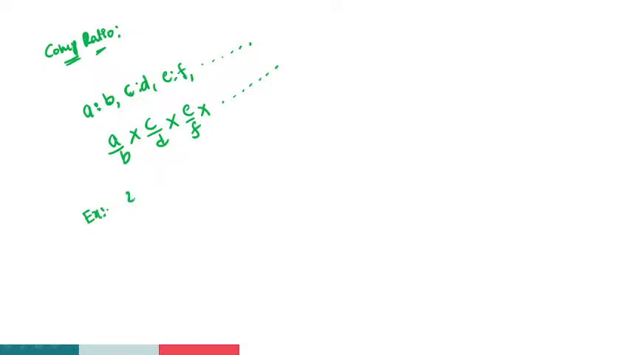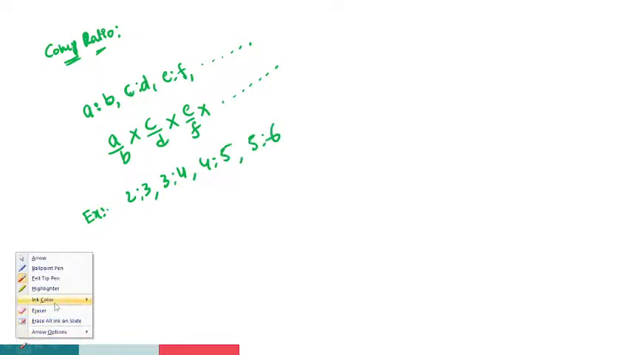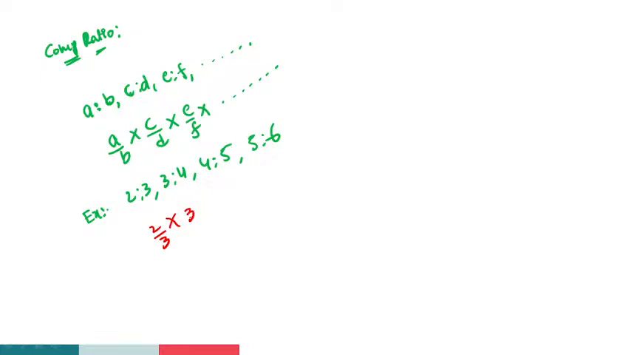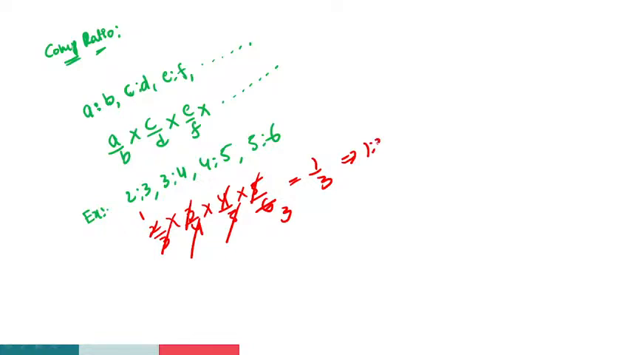For example, 2 is to 3, 3 is to 4, 4 is to 5, 5 is to 6. Find out the compound ratio. 2 is to 3 can be written as 2 by 3 into 3 by 4 into 4 by 5 into 5 by 6. Let me calculate. 3 and 3 cancel, 4 and 4 cancel, 5 and 5 cancel. So we have 2 ones and 2 threes. So the final answer is 1 is to 3. 1 by 3 and 1 is to 3 have the same meaning, guys.